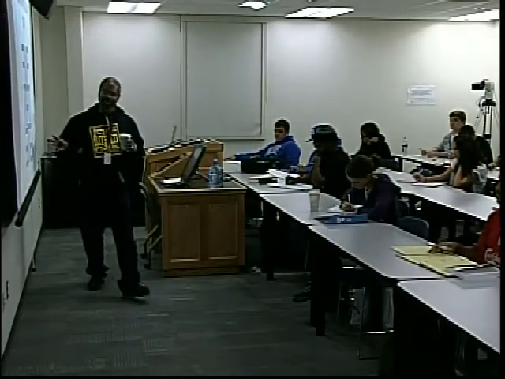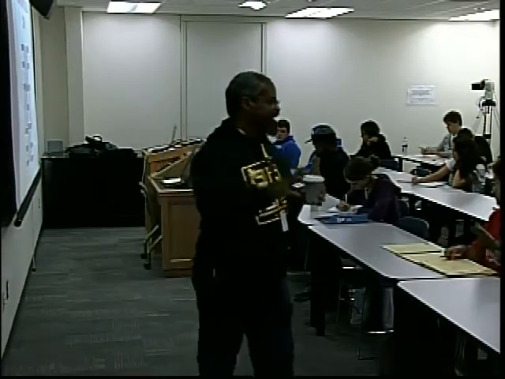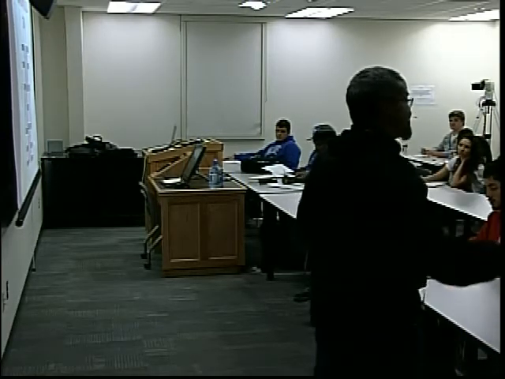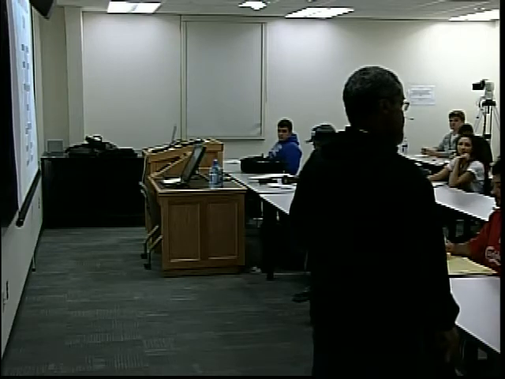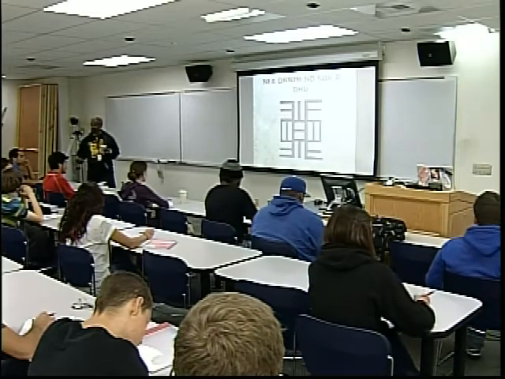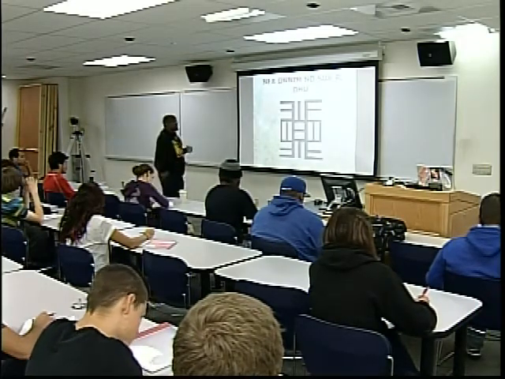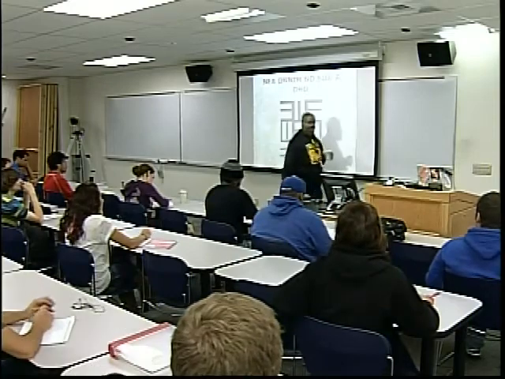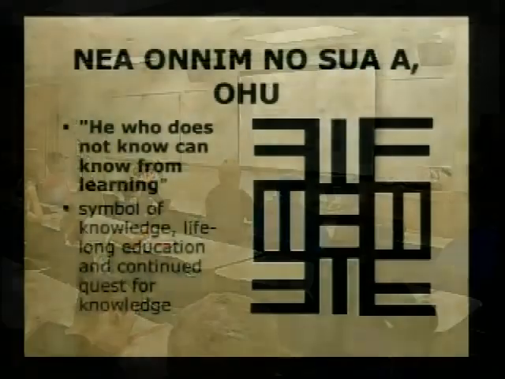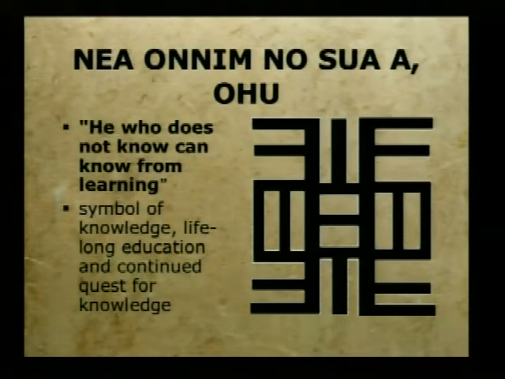You don't use these in a sentence. Basically, each character itself is a story and has a story associated with it. So you don't put them together, you don't conjugate vowels, etc. It's a symbol for a particular story. This one was chosen for rites of passage because it means lifelong learning. It simply means he who does not know can know from learning. So it's a symbol of knowledge, lifelong education, and continued quest for knowledge.